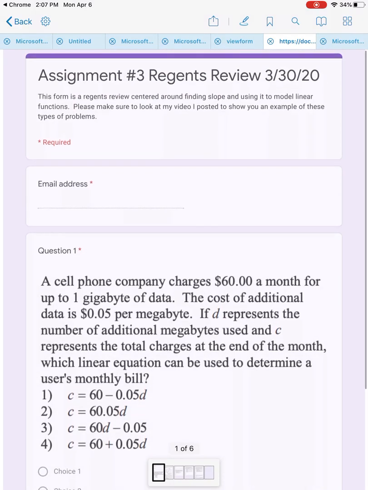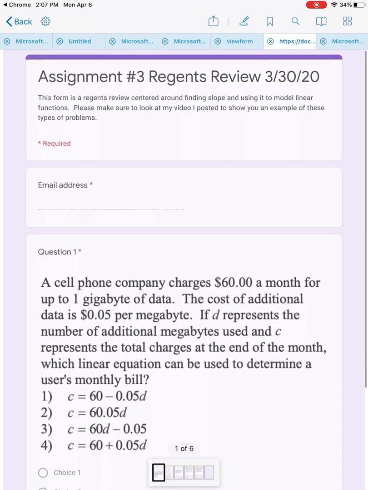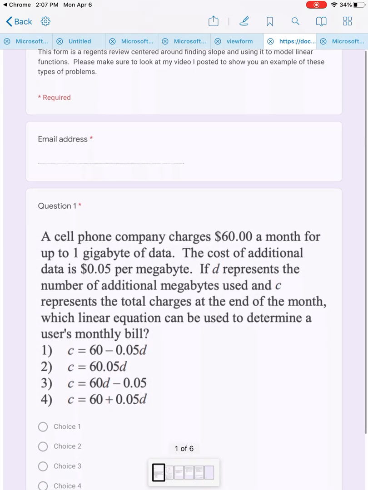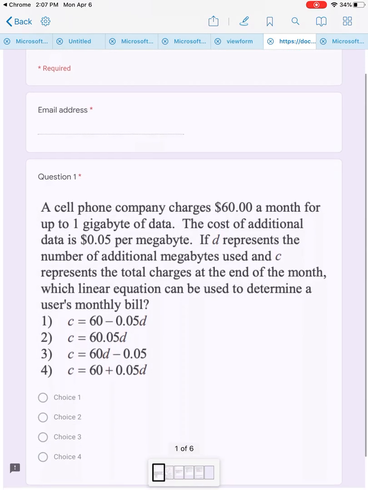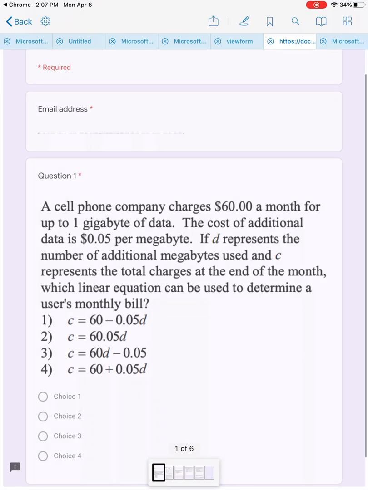This is the most recent Regents review Google form that I handed out to you guys. There were 5 questions on it, all involving word problems and linear functions. So I'll just go over the 5 of them.